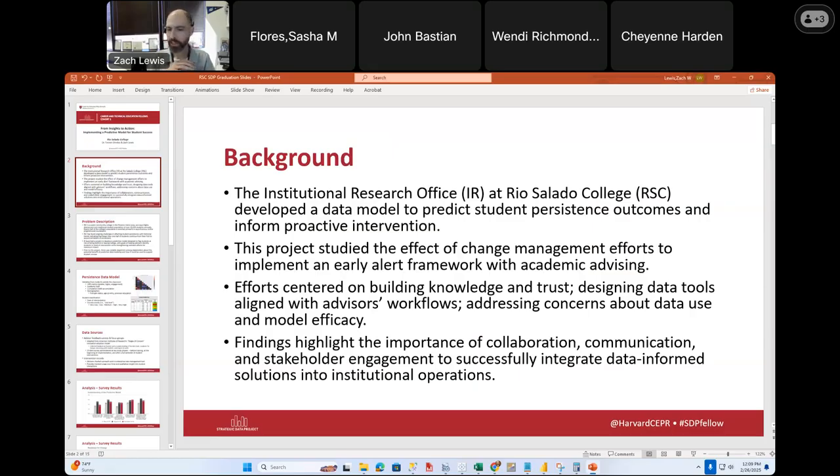The findings that we're going to highlight for you today underscore the importance of a collaborative approach in this type of work and the need for really rigorous and consistent feedback between the developers of the data tools and the users, so that we can successfully integrate those insights from the analytics into the daily operations of the institution.